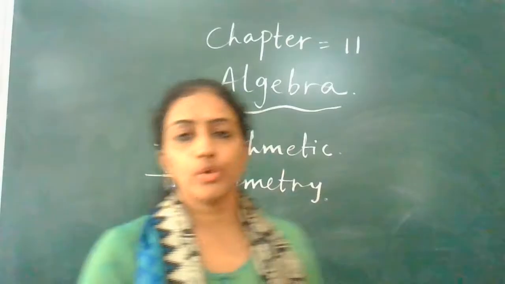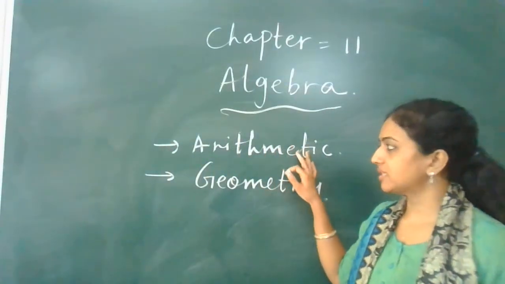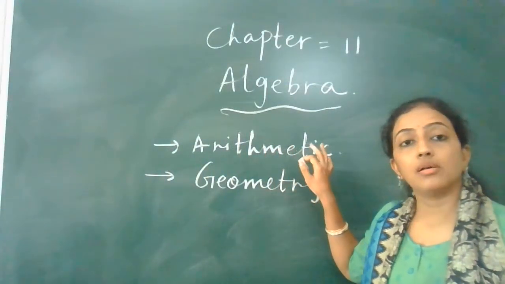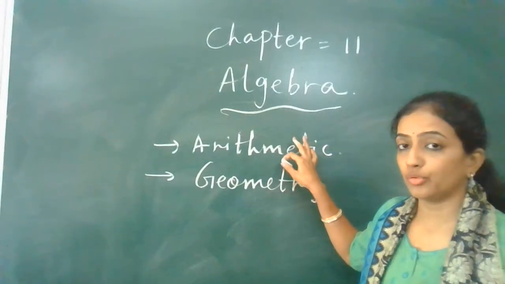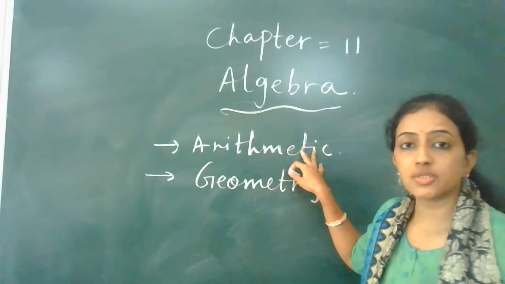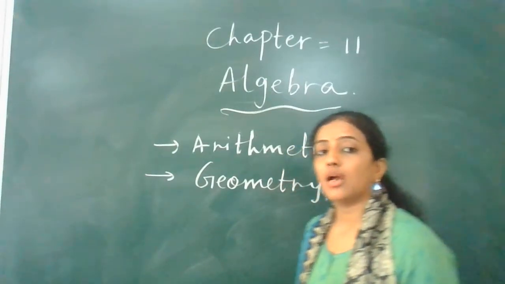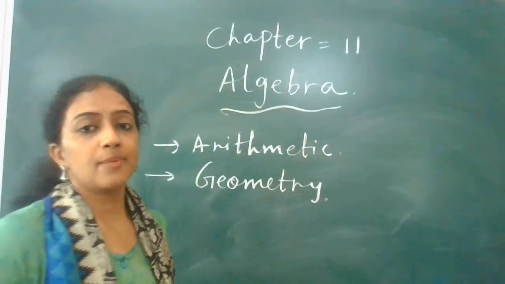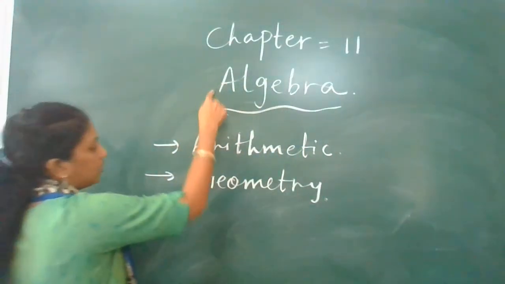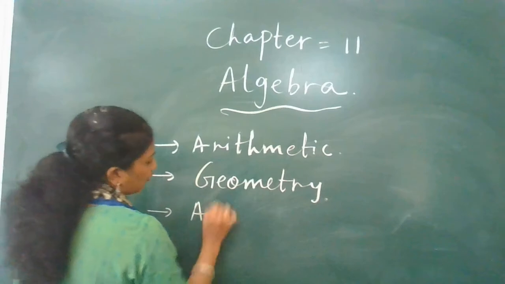Okay, so this too you are very well aware. Arithmetic, where you are doing operations with the numbers. Geometry is something about shapes and figures. Now, the same way, algebra is the third branch of maths.